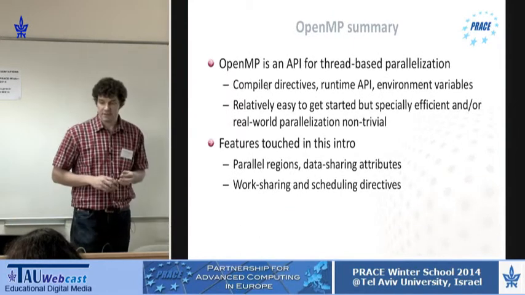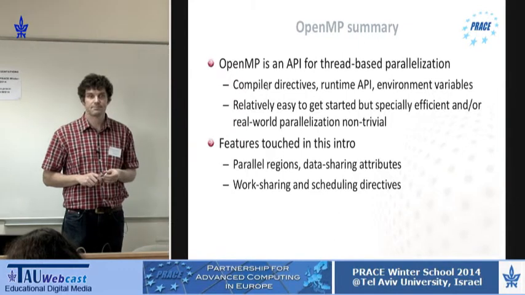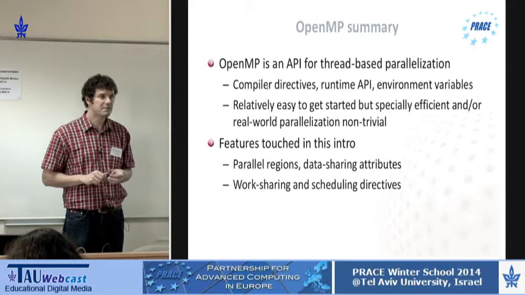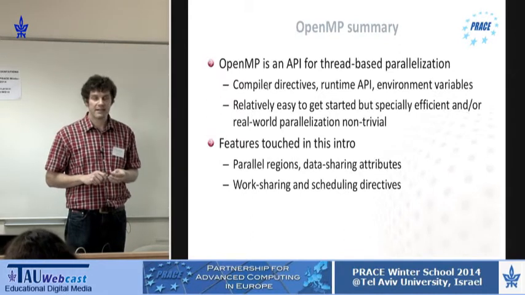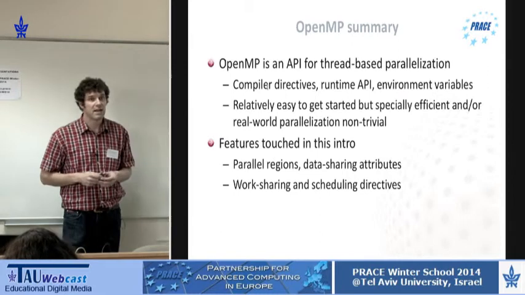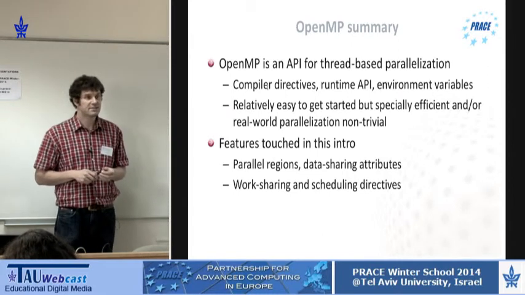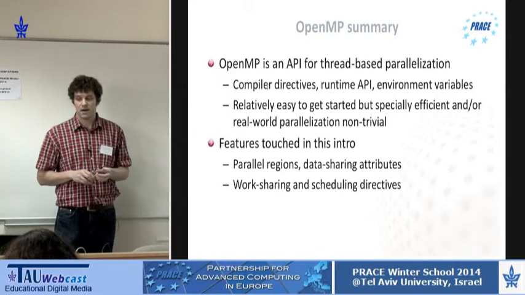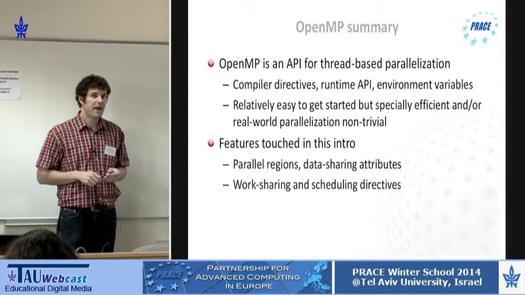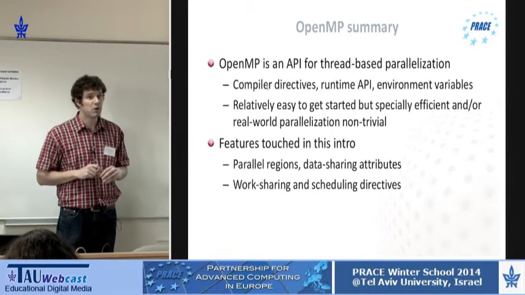So I think it's time to summarize the basic OpenMP here. OpenMP is a standard for thread-based parallelization, and it basically consists of compiler directives, runtime functions, and environment variables. As I said, it's quite easy to get started, but very efficient parallelization is non-trivial. And one drawback is naturally that it can be used only on shared memory machines.